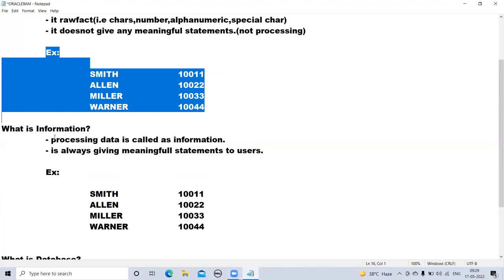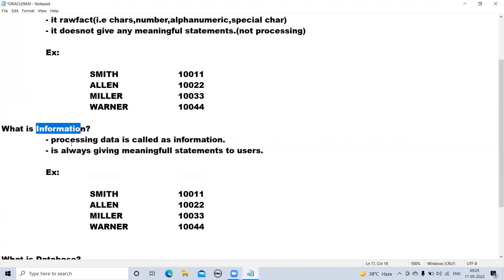Okay, now what is the difference between these two? It means the information will be said what now? Processing the data. That means you should give it some name. For example, if I was given like here, that's called an employee. Okay, some names I'm giving now.